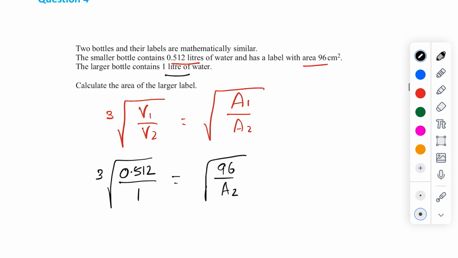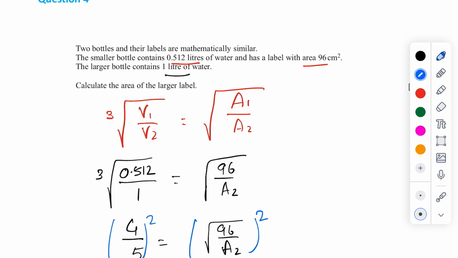So I take the cube root of 0.512 divided by 1. So it becomes 4 upon 5 equals the square root of 96 upon A2. So squaring on both sides so that I can cancel the square and square root. So 16 upon 25 equals 96 upon the area of the larger label. So cross multiplication: 16A2 equals 96 times 25.